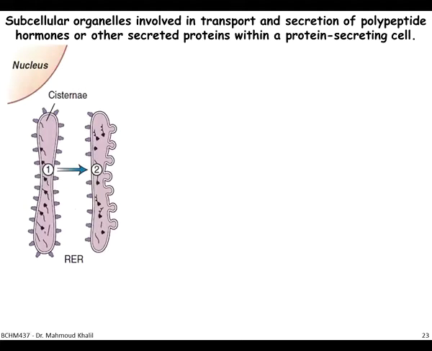So let's see more closely what's happening in the process of transporting and secretion of these polypeptide hormones from the protein secreting cells. As we said, the protein is initially formed in the rough endoplasmic reticulum. You can see the ribosomes represented here by the purple on the surface of the cisterna. And you can see that the proteins are formed inside the cisterna.